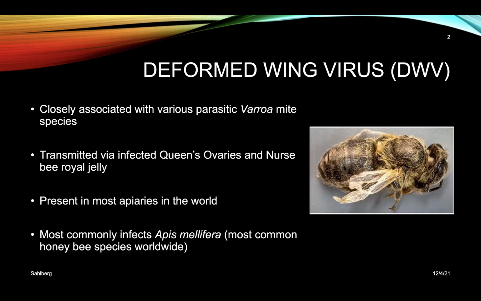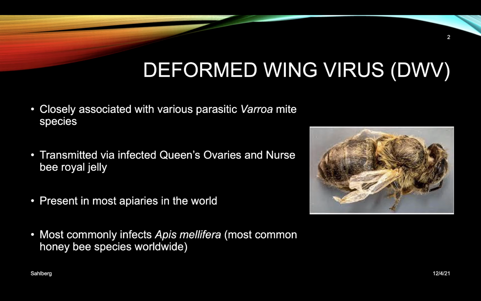In the absence of mites, DWV is transmitted to other bees via an infected queen's ovaries and via royal jelly secretions from infected nurse bees. As a result, the virus is present in most apiaries around the world and can have profound adverse effects on the ability of adult bees to survive infection.